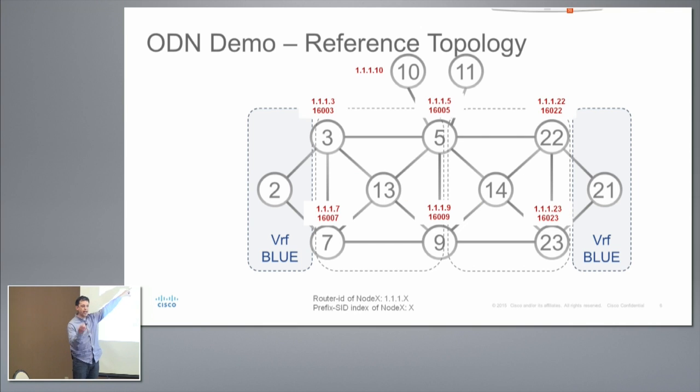Loopbacks, which are going to be my anchor points for BGP, also are going to have the global MPLS prefix SID for segment routing. So the loopback 1.1.3 has the prefix SID 16003. And if you look at the rest, you will find that every loopback has a global prefix SID.